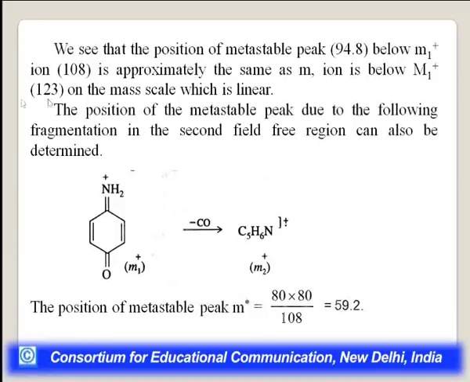We have noticed that the parent ion will be observed at 123 on the mass scale, which is linear. The position of the metastable peak due to the following fragmentation in the second field free region can also be determined. Here is another example you can see. This is the daughter ion when it is converted to this kind of fragment by the removal of carbon monoxide, a neutral molecule, so we can also calculate this metastable peak, which will be approximately at 59.2 m/e.